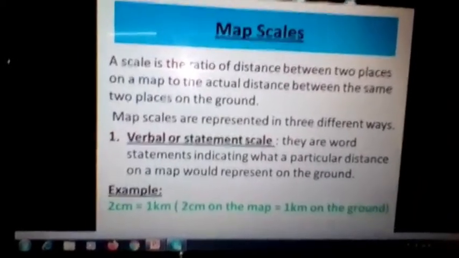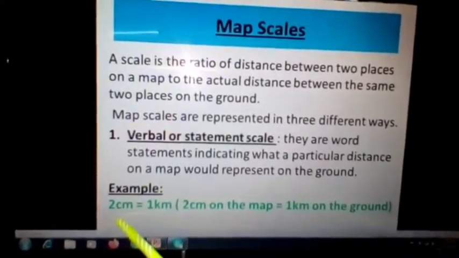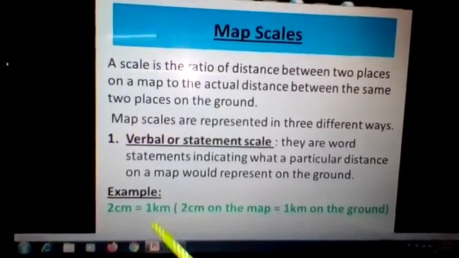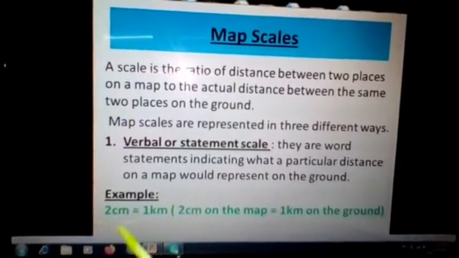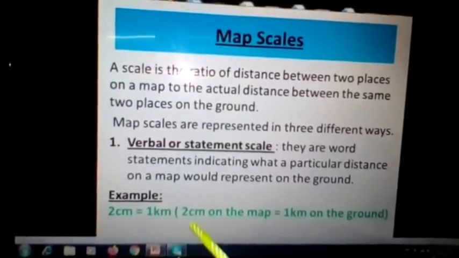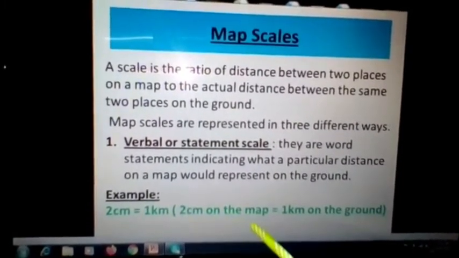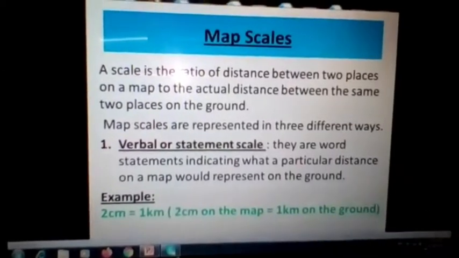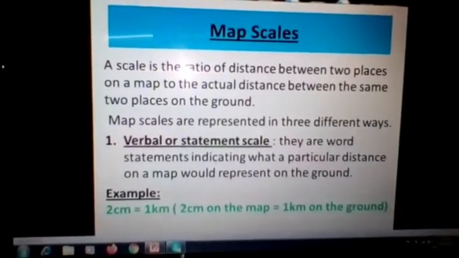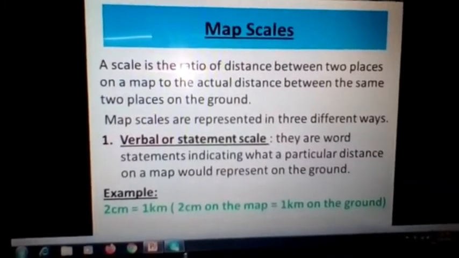As simple as that. Here we have the example, 2 centimeter is equal to 1 kilometer. Only this much is given in the map. It means 2 centimeters on the map is equal to 1 kilometer on the ground. Very basic, simply written in statement.